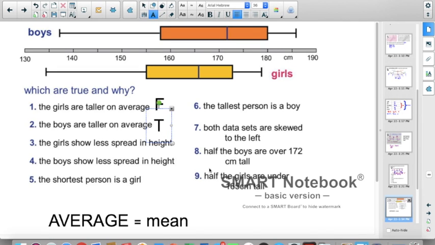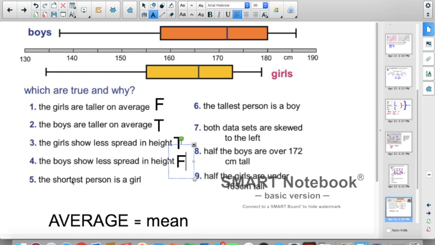The girls show less spread in height. Less spread in height. What do you think that means? Well, think about it. Which one is spread out further, girls or boys? It's really saying which one has the higher range, max minus min. Well, just eyeballing it, I could see that the boys have higher spread. So the girls show less spread in height? True. Yeah, it's not as spread out as the boys. The boys show less spread in height? No, they show more spread.